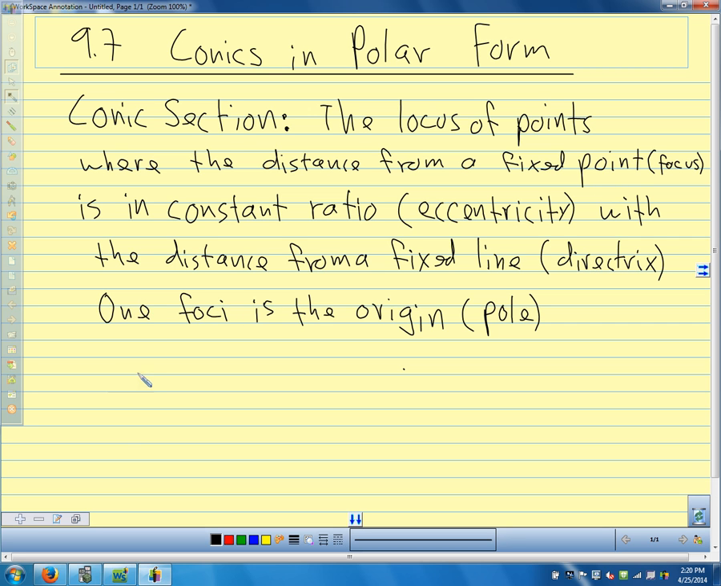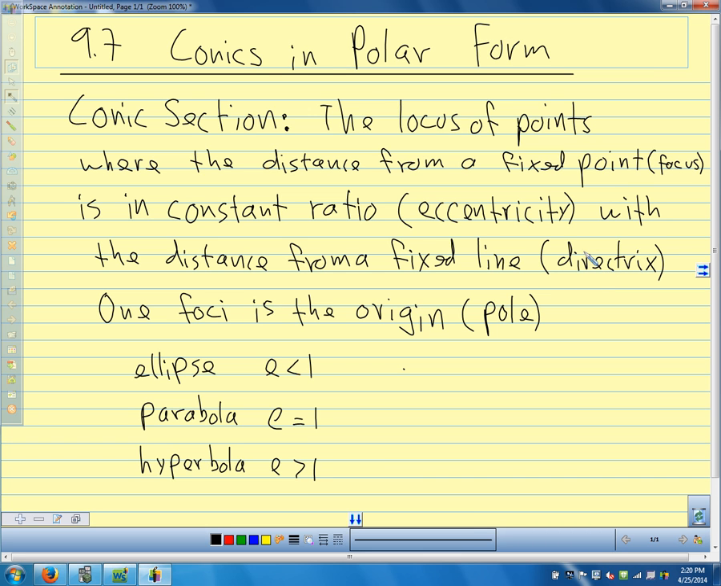And for an ellipse, do we remember how large the eccentricity was? E was less than 1 for an ellipse. A parabola? We didn't really talk about the eccentricity of a parabola, but for a parabola, the eccentricity equals 1. And for a hyperbola, the eccentricity is greater than 1. So the eccentricity is a little more important when we talk about conic sections in polar form. And each of the conics is going to have a directrix.